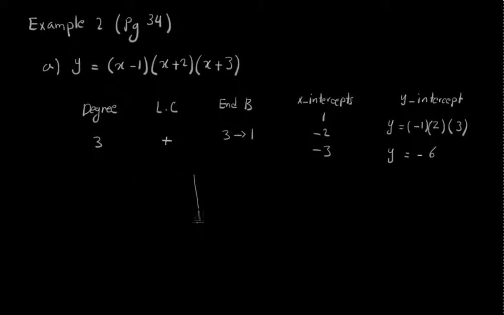Now let's see how we can sketch a graph. So let's find the x-intercepts. We have one at 1 here. We have one at -2 here, and another one at -3 here. Our end behavior is from quadrant 3 to quadrant 1, so we know that we're gonna start here and finish up here.